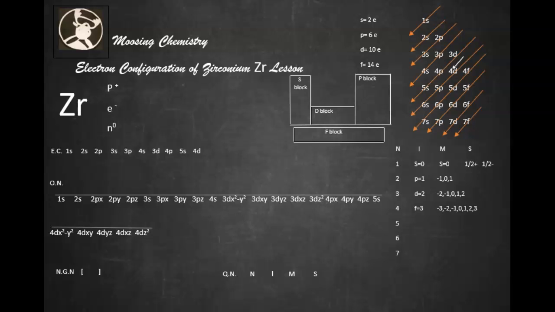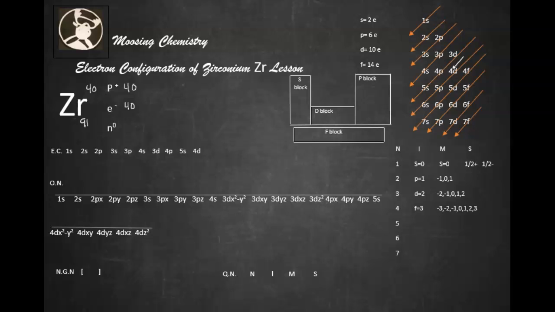This is the Electron Configuration of Zirconium, Zr lesson. When I look at zirconium on the periodic table, it's element number 40. So let's put 40 up here for the atomic number. The atomic mass number of zirconium is going to be 91. Since zirconium has an atomic number of 40, it has 40 protons. And since zirconium is electrically neutral, it's going to have 40 electrons.